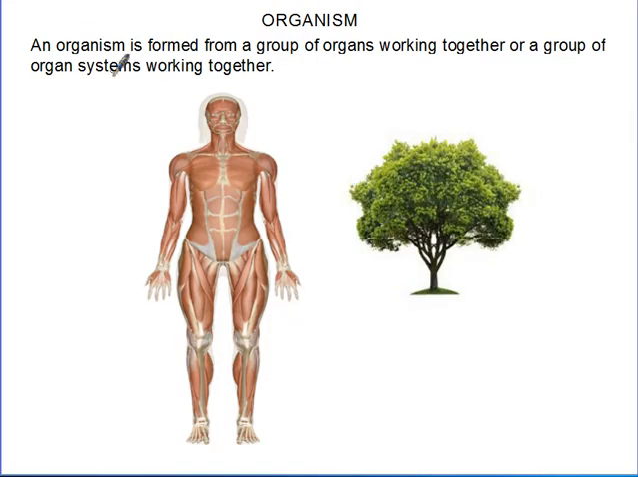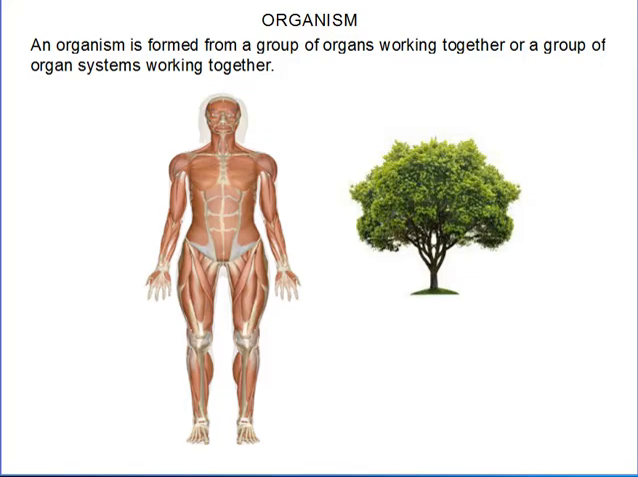And then an organism is formed from a group of organs working together, or a group of organ systems working together. So here we have the leaves, which is an organ, the roots an organ. The root system is an organ system. Okay, the leaf system is a system, and then we have the branches all coming together to form the tree. In humans, we can talk about the respiratory system, the reproductive system, the digestive system, just to mention a few. And these are what are coming together to form a human being.